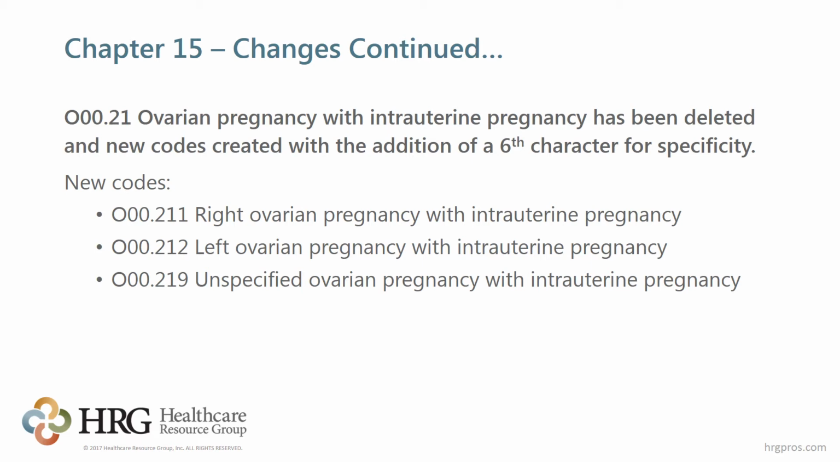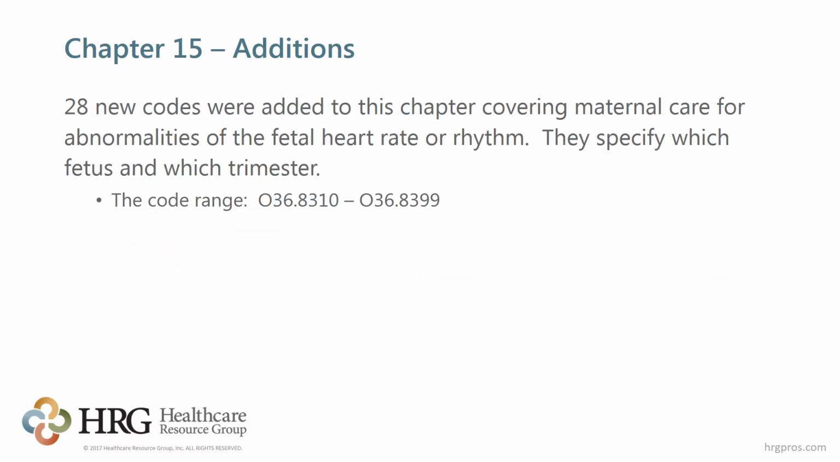The same changes were seen here with the code for ovarian pregnancy with intrauterine pregnancy, which again now show which ovary was affected. The final changes to Chapter 15 was the addition of 28 new codes that cover maternal care for abnormalities of fetal heart rate or rhythm. Look carefully in the tabular to check for fetus and trimester, as well as the specific heart rhythm complication.